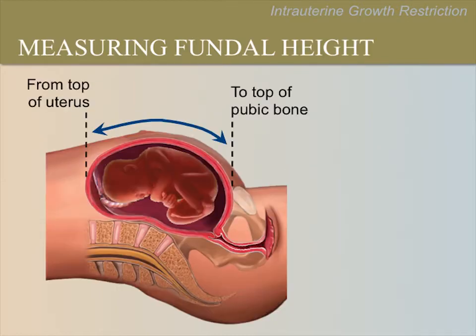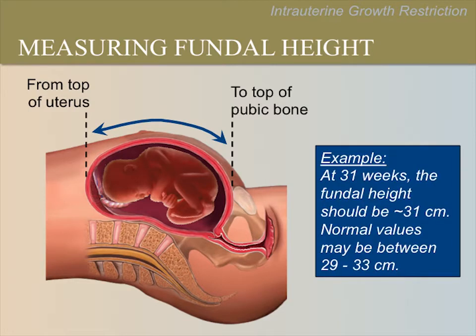Here is an illustration that better shows how to measure the fundal height from the top of the pubic bone to the top of the uterus. Use your hand to find the top of the uterus by pressing on the mother's abdomen. For example, if the gestational age established by an early ultrasound is 31 weeks, the fundal height should be approximately 31 centimeters, but normally might range between 29 and 33 centimeters.